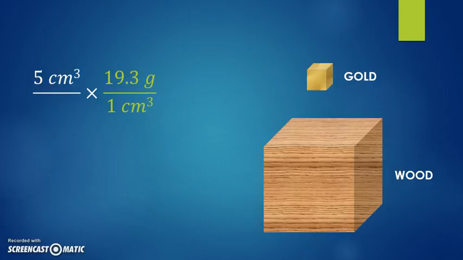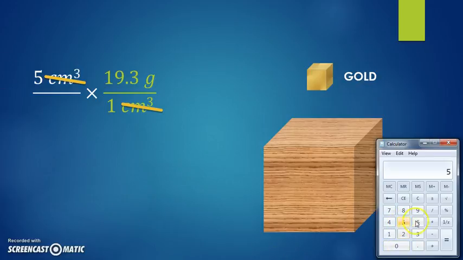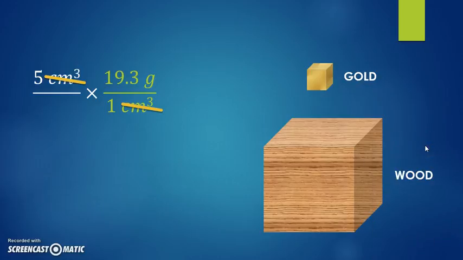So we'll take our known, which is going to be 5 cubic centimeters, and then fill in our conversion factor, which has centimeter cubed on the bottom and the unit we want on the top, which is grams. We want to know the weight. Cancel the units, and then we're going to multiply across the top. 5 times 19.3 equals 96.5. So a 5 cubic centimeter block of gold weighs 96.5 grams.